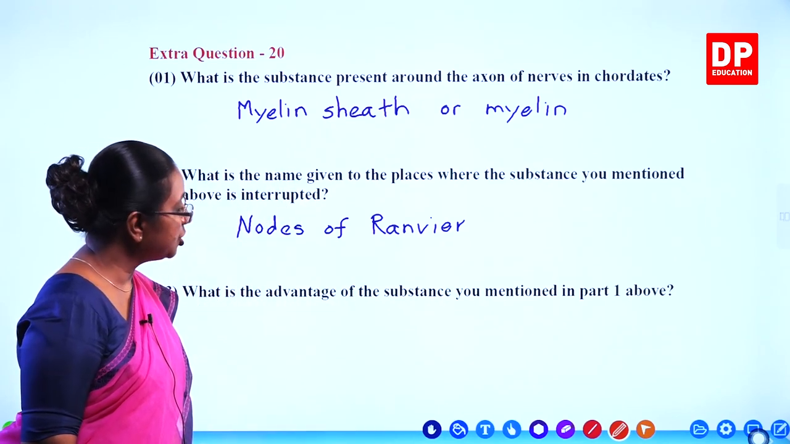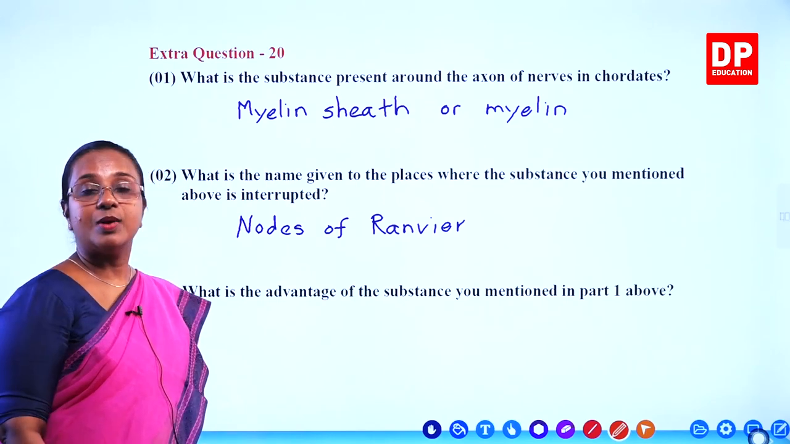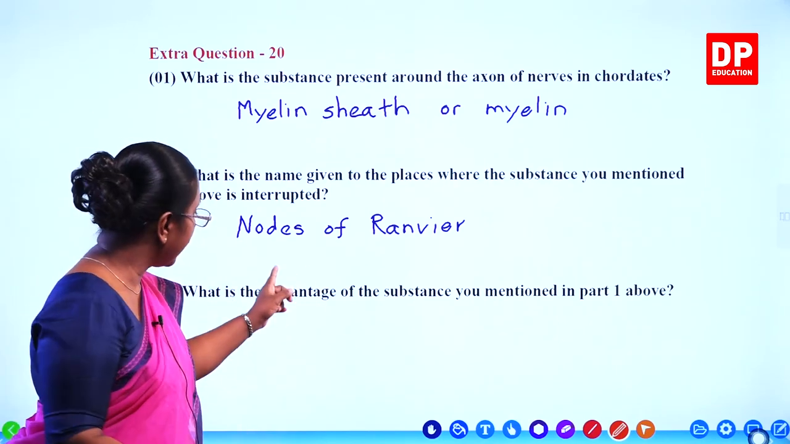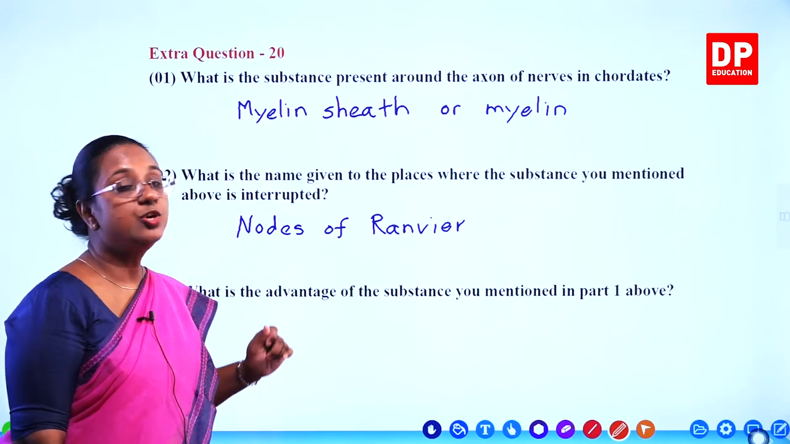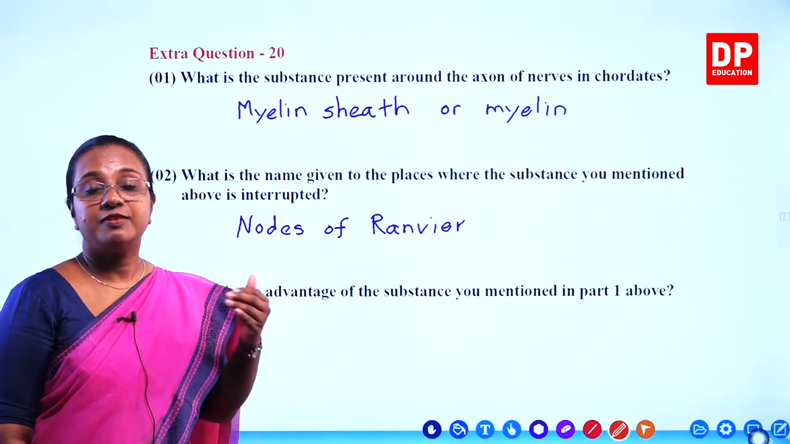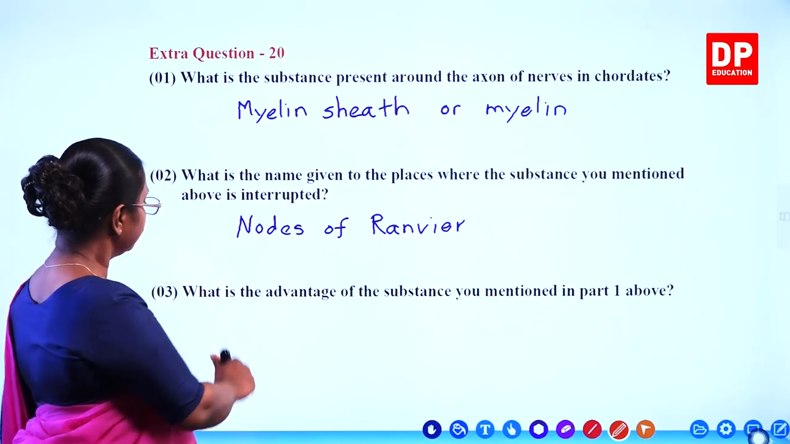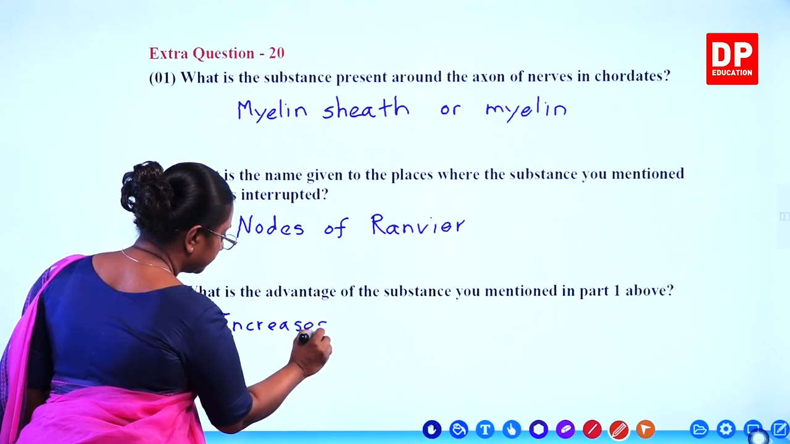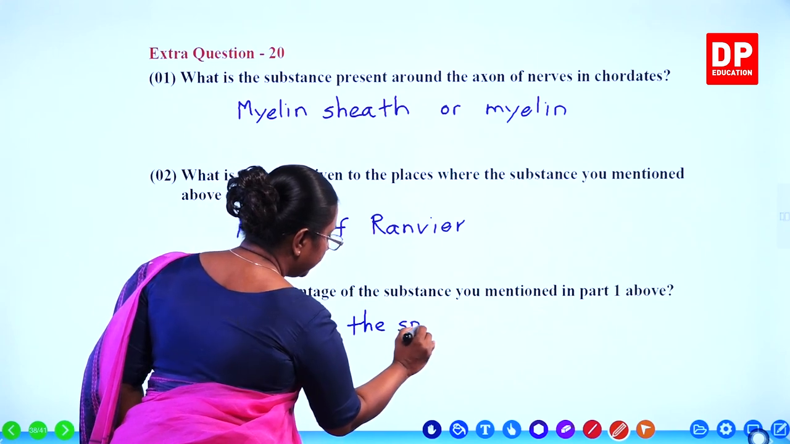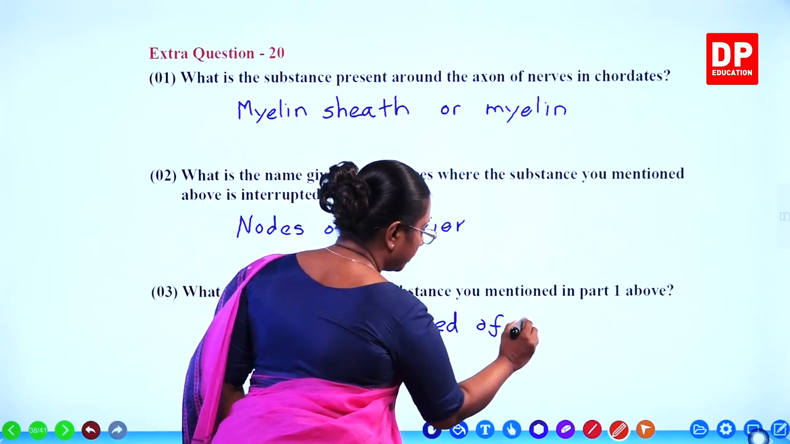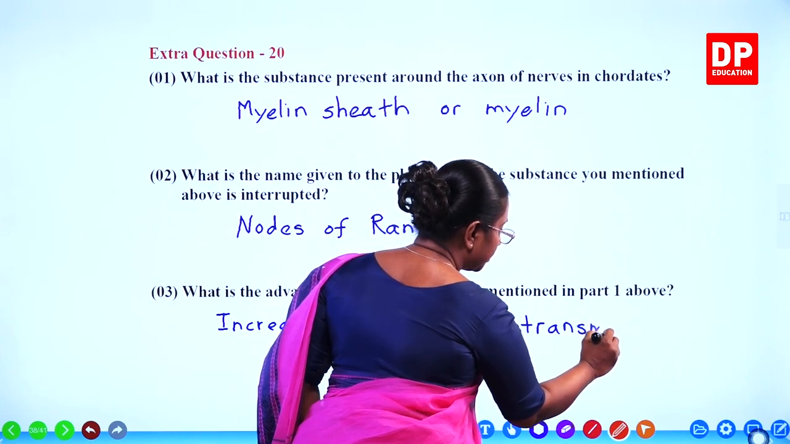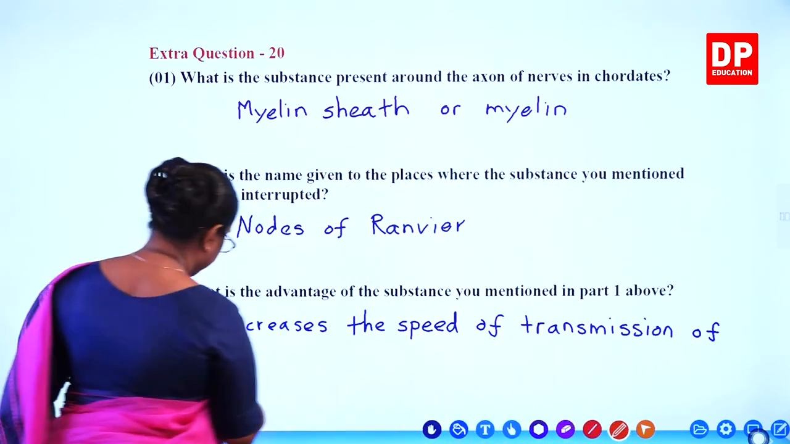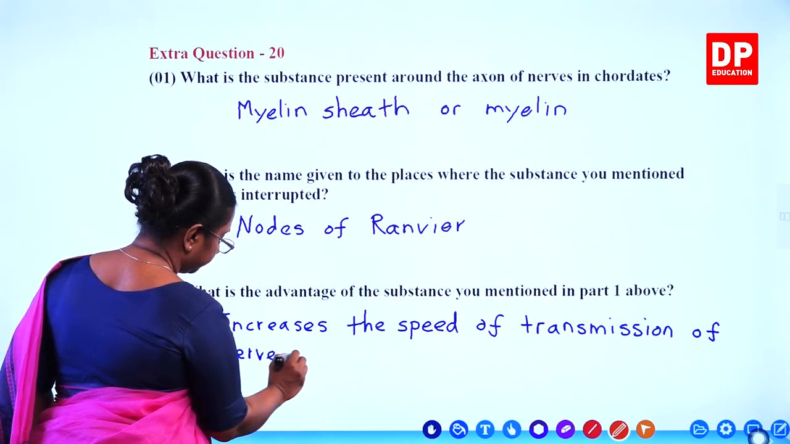What is the advantage of the substance you mentioned in part 1 above? Myelin sheath is there to protect the axon. But the advantage is because of these nodes, the speed of transmission of impulse increases. So here the advantage is increases the speed of transmission of nerve impulse.